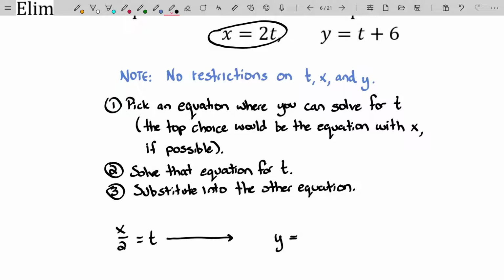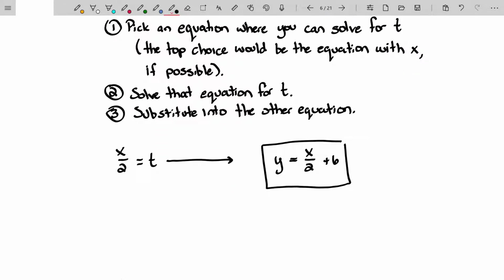Y is equal to, instead of t plus 6, it's x over 2 plus 6. And you're done. That's it. That's your Cartesian form of your parametric equation.